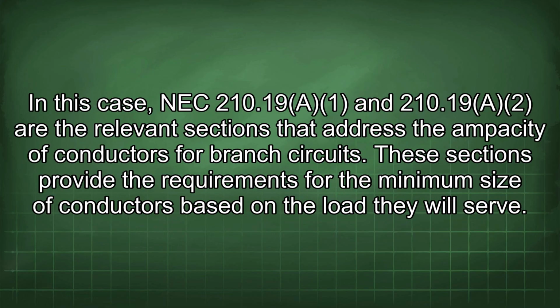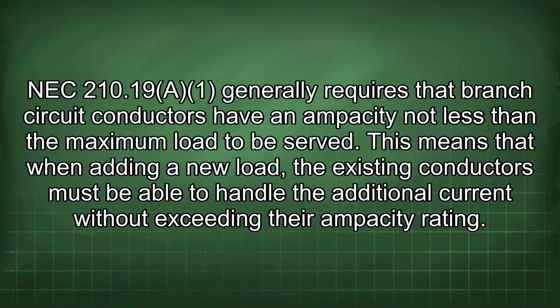In this case, NEC 210.19(A)(1) and 210.19(A)(2) are the relevant sections that address the ampacity of conductors for branch circuits. These sections provide the requirements for the minimum size of conductors based on the load they will serve. NEC 210.19(A)(1) generally requires that branch circuit conductors have an ampacity not less than the maximum load to be served.